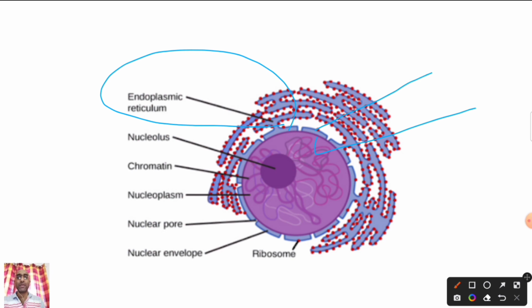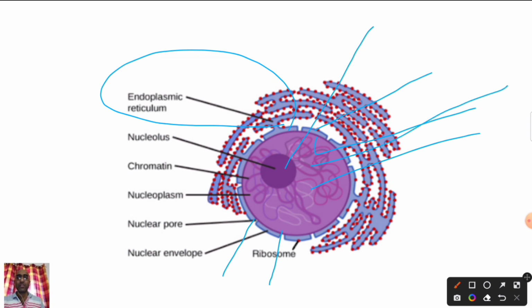In the nuclear membrane, there is the presence of pores called nuclear pores. This is the nuclear pores. Got it? The nuclear membrane encloses your nucleoplasm. This one is the nucleoplasm in which nucleolus and chromatin threads remain immersed.